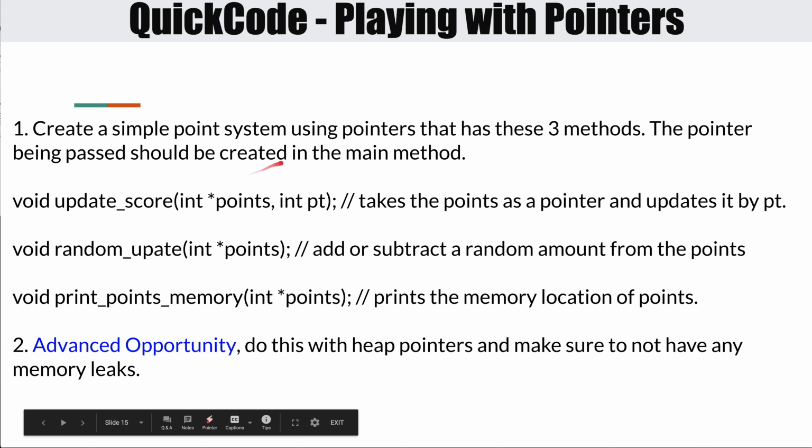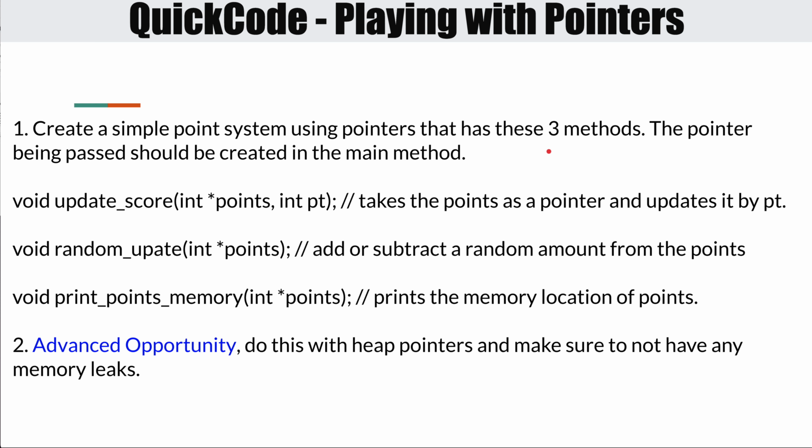So you're going to create a simple point system using pointers that has 3 methods, okay? And the pointer that you're going to make, you need to make sure you create that pointer in the main method, all right? So you're going to have void update score, you're going to have void random update, and you're going to have void print points memory, okay? So the update score should take the pointer and the amount you want to update it, which we've basically just did that, right? The next one is random update. It should randomly add or subtract from it, okay?